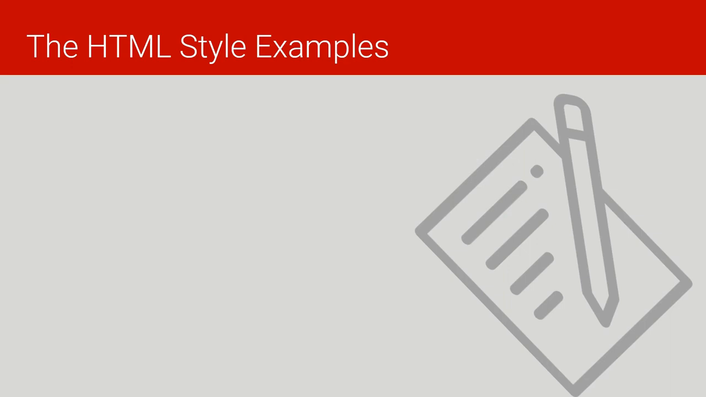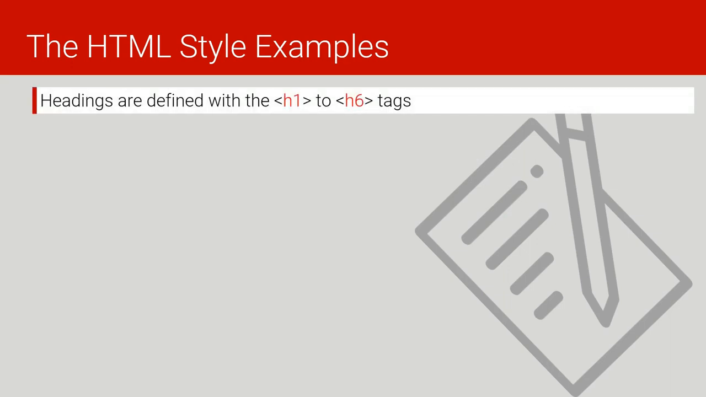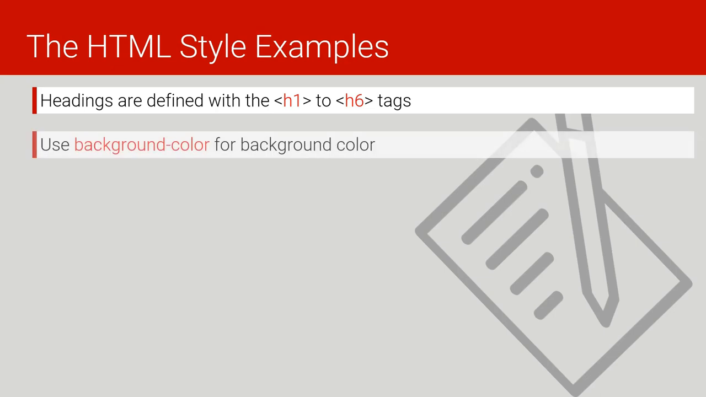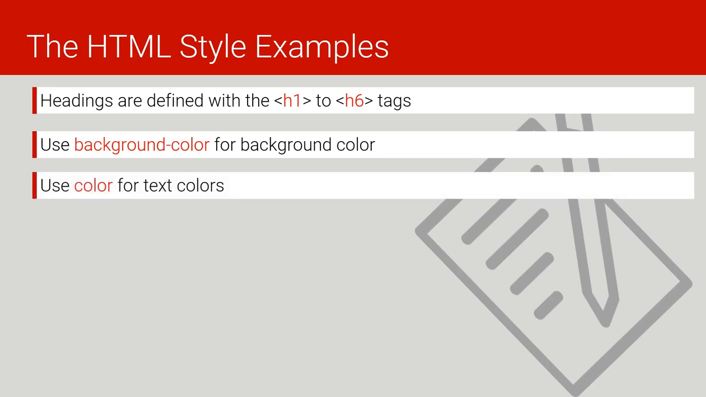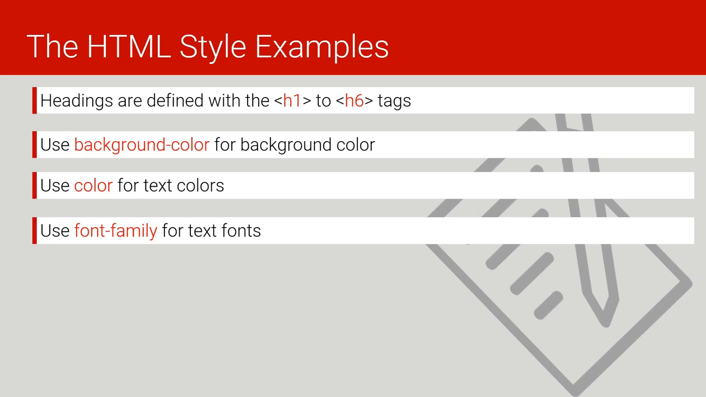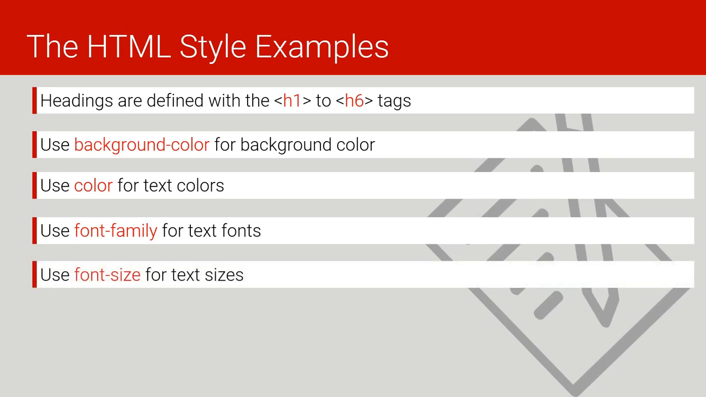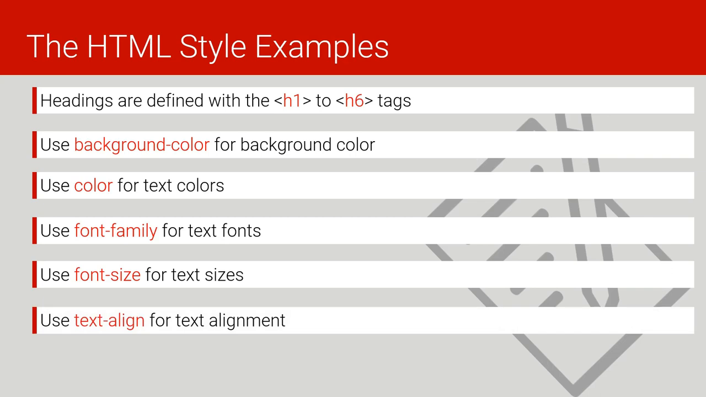So here are some examples of HTML style. For example, we have headings defined with the H1 tag up to the H6 tag, and we can give them a background using the style attribute. To give a background, we use background-color for the color of the tag. We use color to format the text color, and we use font-family to format the font style of the text inside that tag. We use font-size to format the font size of a certain tag, and we use text-align to format the text alignment of that particular tag.